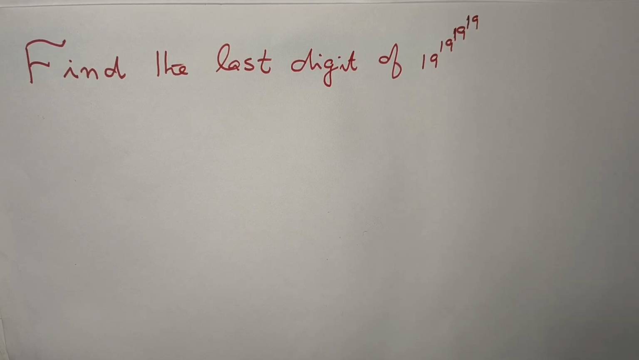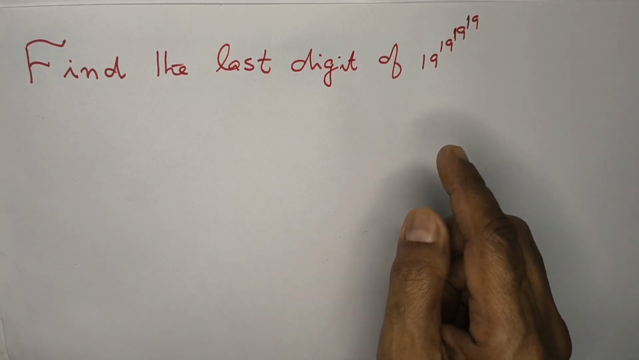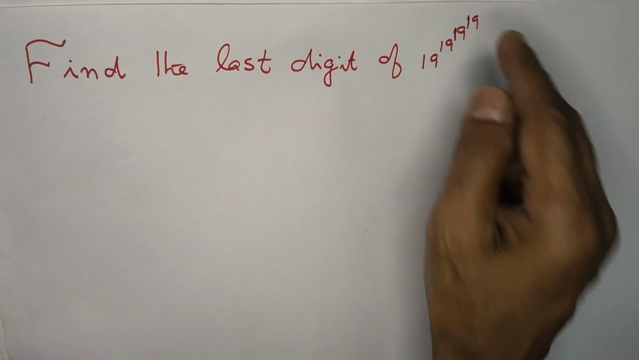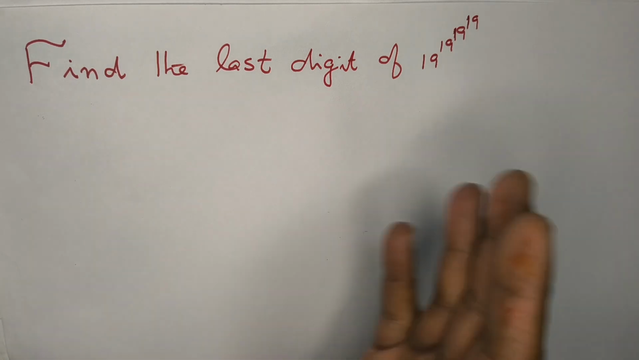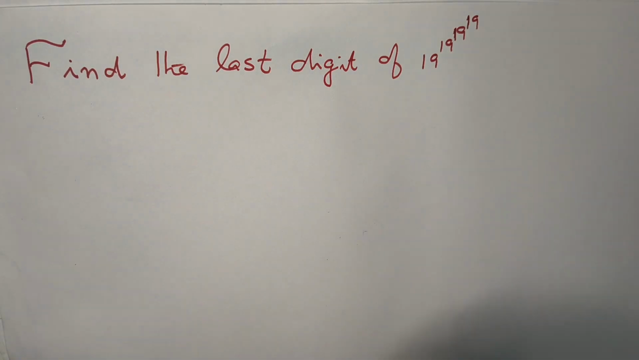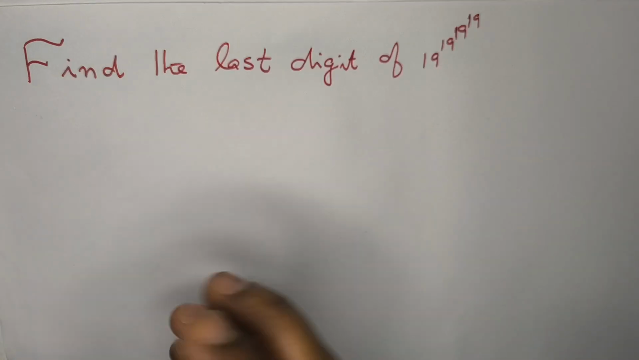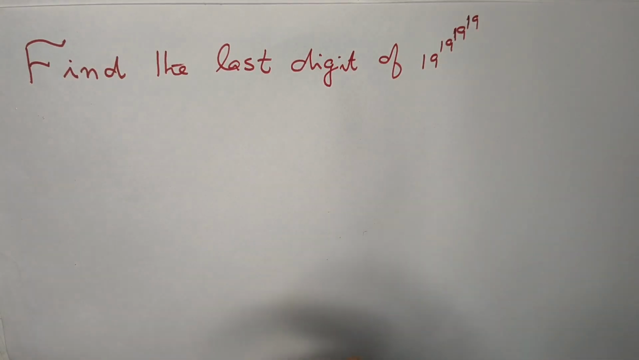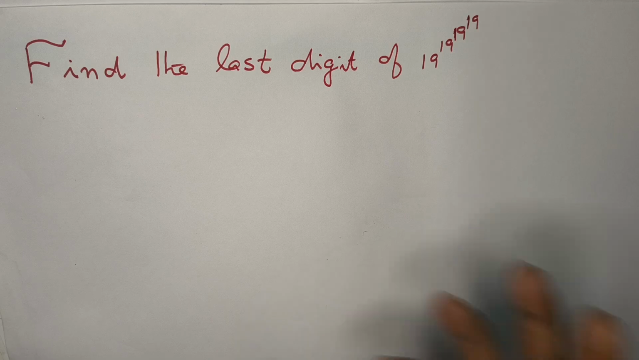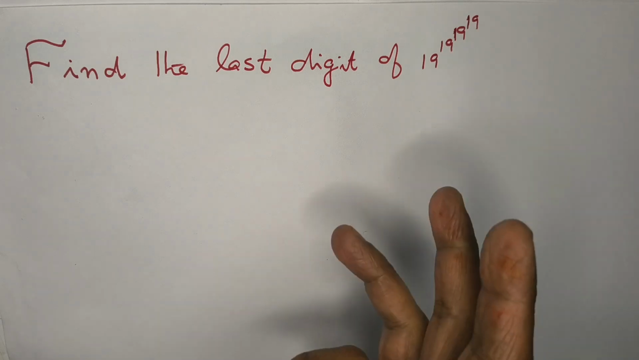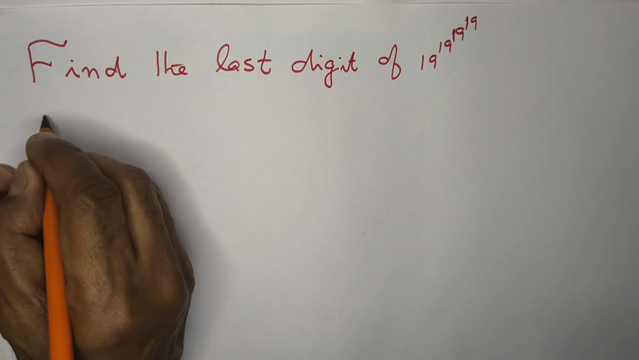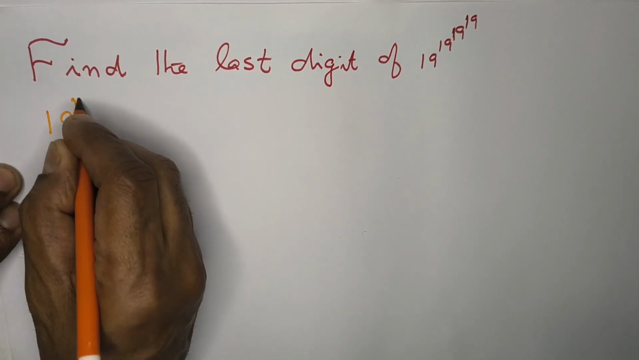Hi friends, today we are looking at the last digit of a huge number like 19 power 19 power 19 power 19. This problem can be solved in just a few seconds, but you need to know a few basic concepts in number theory. So first I will step you through the basic points you need to know before solving this problem. Take the number 19 power n.